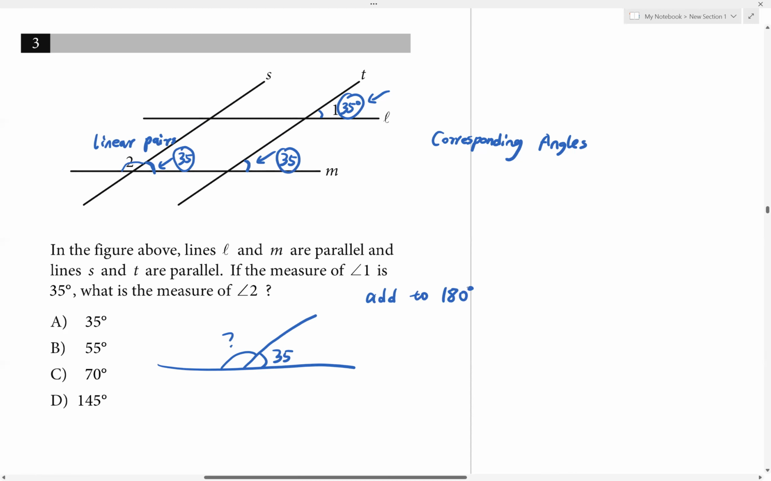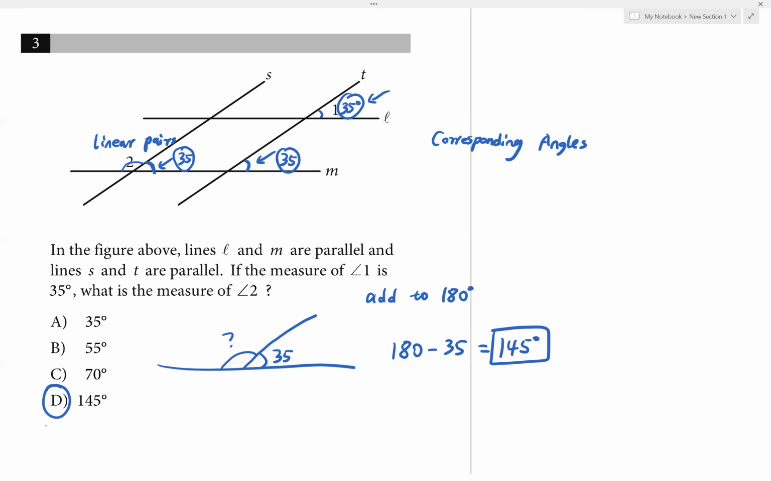All right, so we know 35. To find the other one, we can do 180 minus 35. That gives us the other angle, which you can do in the calculator, 145 degrees. So D will be our answer. And from the picture again, it looks like angle 2 is an obtuse angle, more than 90 degrees. The only one that makes sense is D for this question.